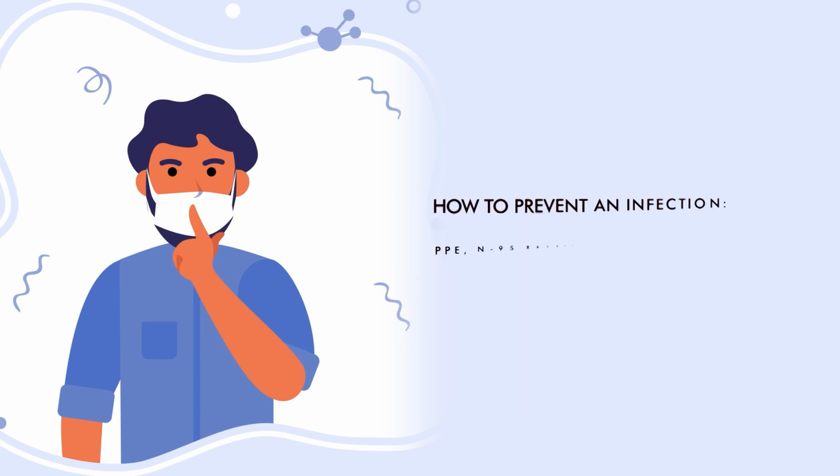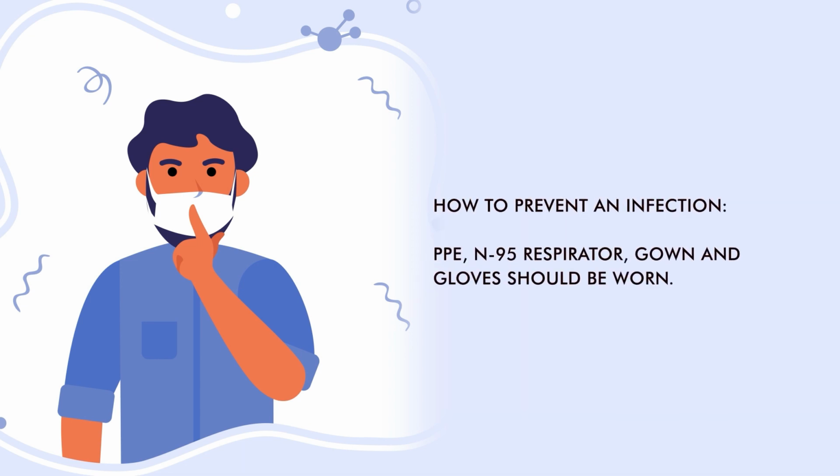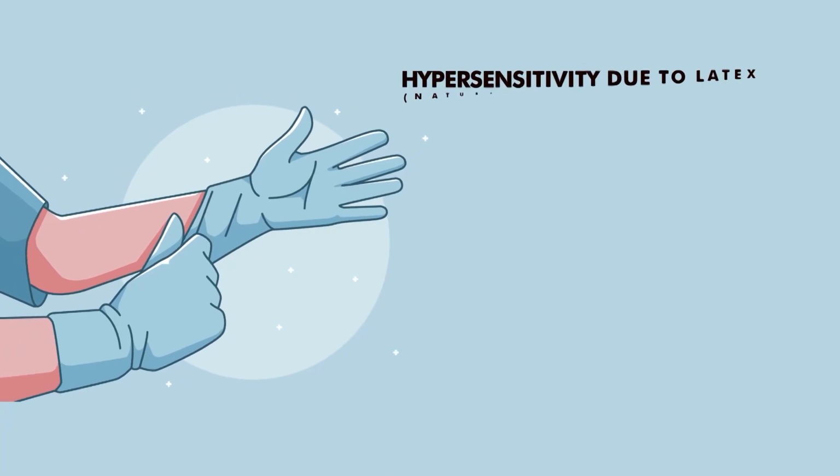And how do we prevent the infection? By wearing personal protective equipment: gowns, the N95 respirator or the mask, which is mandatory to be used, and the gown and the gloves should also be used mandatorily. Now, some people develop hypersensitivity from using rubber gloves and latex.